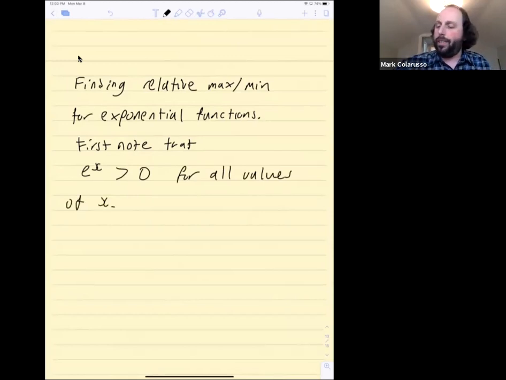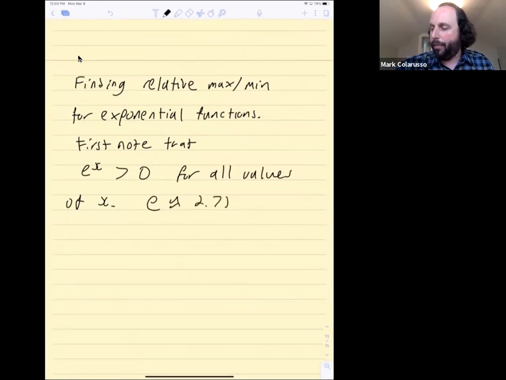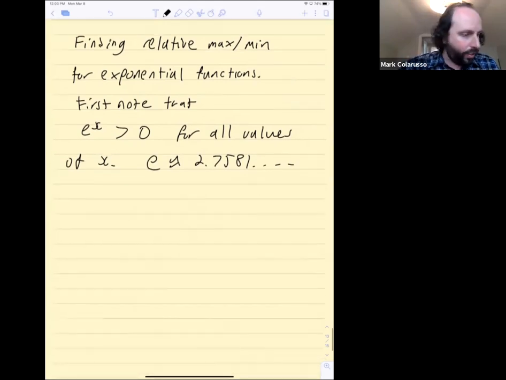Remember, this number e is like 2.718, whatever, it keeps going in a crazy way, some positive irrational number, and you're just taking powers of that number. So it's always going to be positive. You're never going to get 0, and you're never going to get a negative number that way. That's very important to keep in mind when you're evaluating e to the x at different points, and especially in the second derivative test. Then I want to do an example of finding the relative max or min.